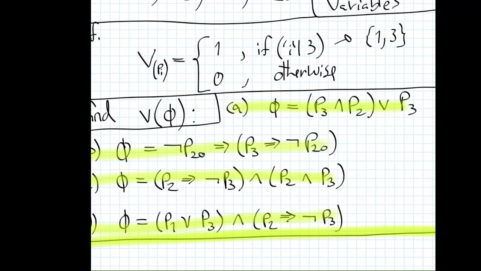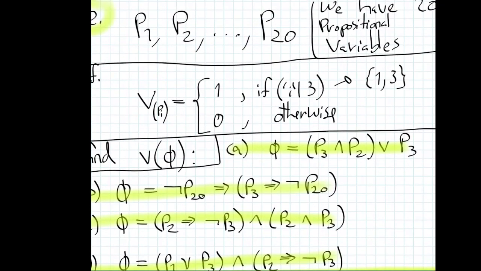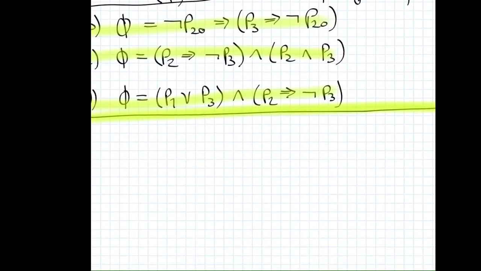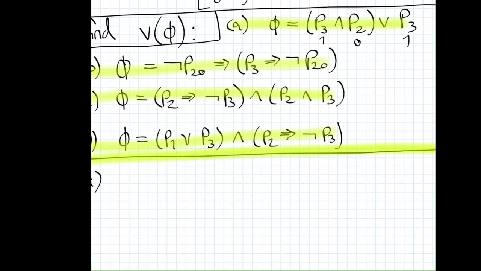Okay. So we know that for P3, 3 is divisible by 3, so the valuation will be a 1. P2 is not, so it will be 0, and P3 is a 1. And so the answer for A must be phi is equal to, this is how you write it in the test, phi is equal to 1 conjunction with 0.